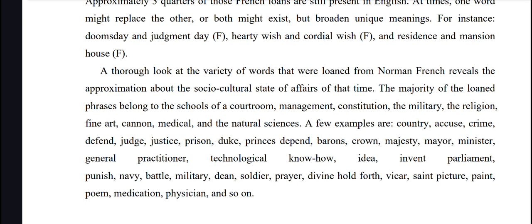A few examples are country, cause, crime, defined, judge, justice, prison, duke, preference, depend, crown, majesty, many, ministry, general, practitioner, technological, idea, parliament, constitution, military, soldier, parade, divide, picture, poem, medicine, physicians, and so on.